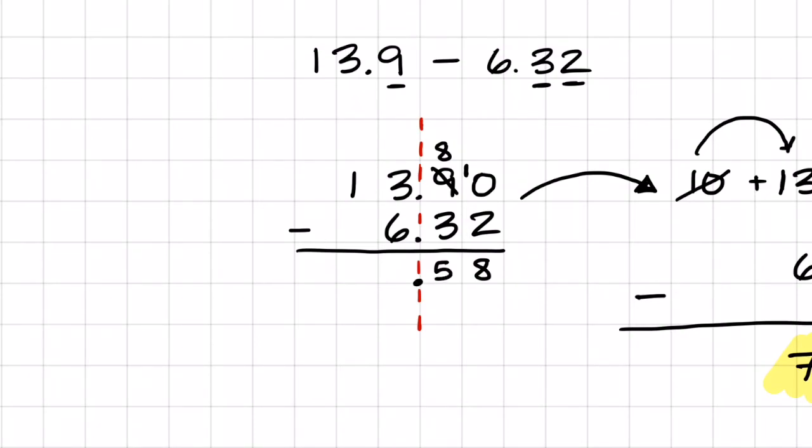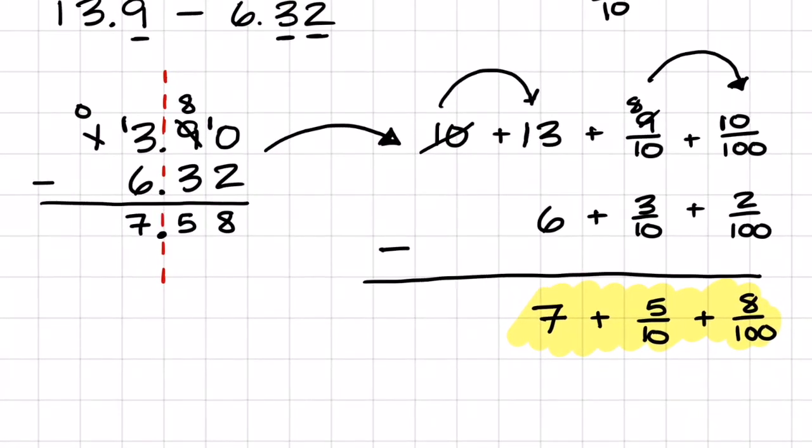Again, that decimal just comes straight down. It doesn't shift to the right or to the left with addition or subtraction. And then I'm looking at a situation where I'm taking the 10 away. 13 minus 6 would be 7. So we've got that 13 and 9/10 minus 6 and 32 hundredths equals 7 and 58 hundredths. And we can come back over here. Let's take a look at how these two match up.